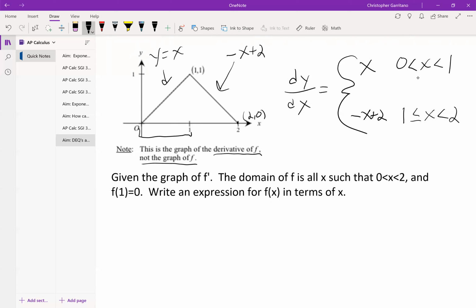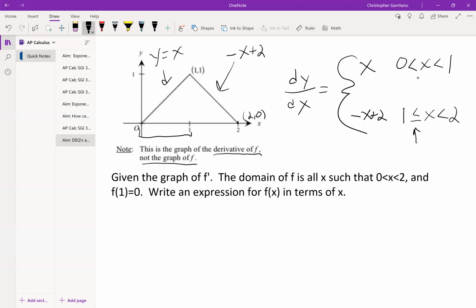So you have dy/dx equal to negative x plus 2 for the x values between 1 and 2. Notice that I decided to include 1 in this lower branch. It really shouldn't make a difference. This is the derivative function, and it is continuous. It's defined for all values between 0 and 2.